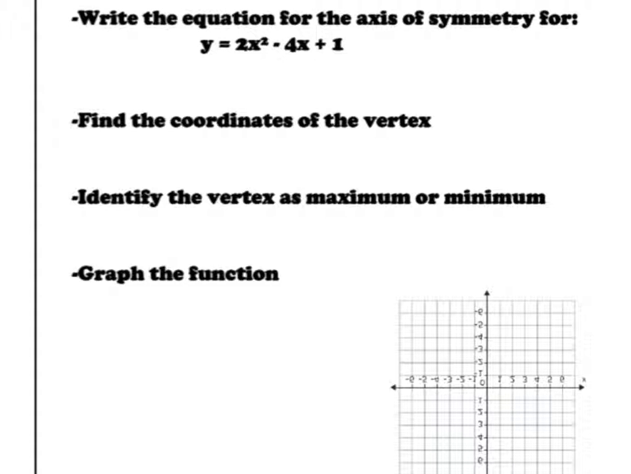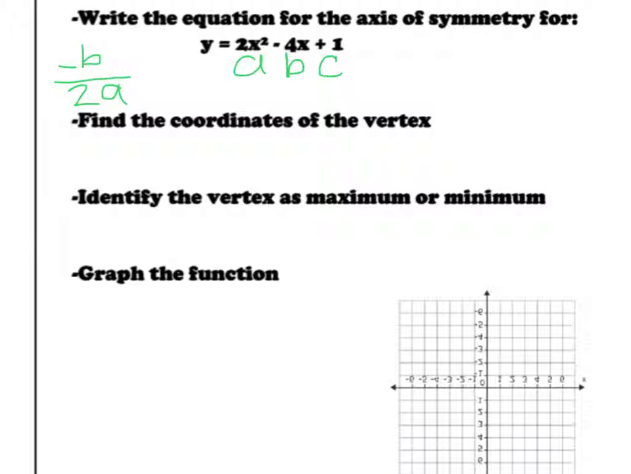All right, let's take a look at this example. It asks us to write the equation for the axis of symmetry, so let's go ahead and take a look at that. We know that the equation that we need is negative b over 2a. And I know that this is my a term, this is my b term, and this is my c term. So we are going to plug those into our formula.